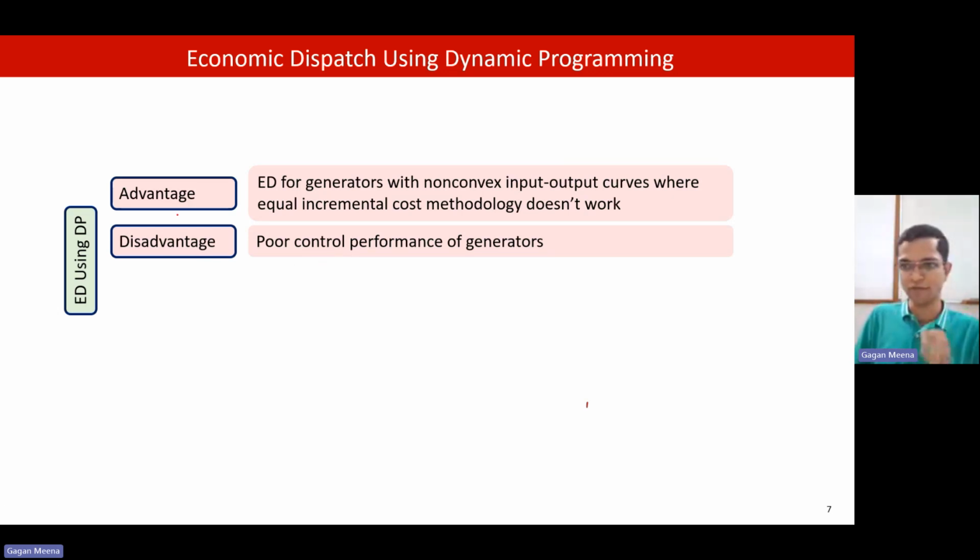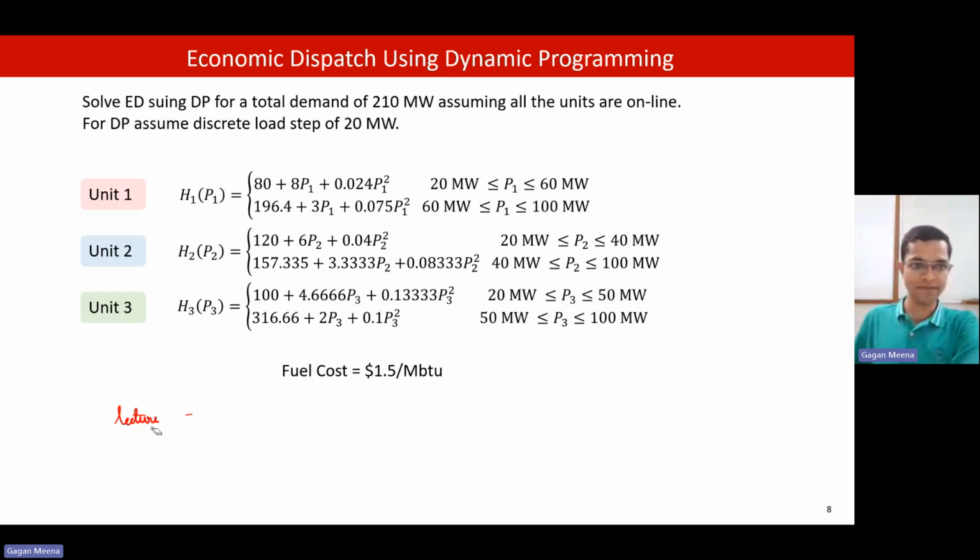But now the most important thing to remember right now is that the previous methods will not work if the cost function is non-convex. And therefore we can use dynamic programming. Now here we will see a similar example to the one in the lecture notes, but it is one of the problems from the Wood and Wollenberg book. It's an unsolved problem. You can see I have picked up the same problem, and we are going to solve it.